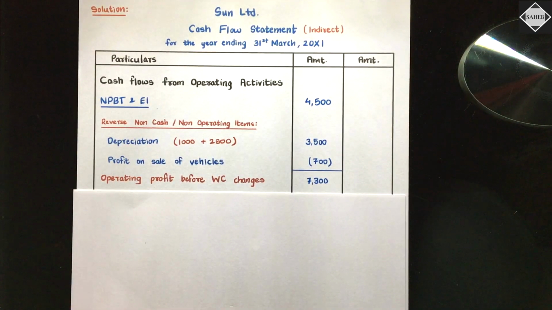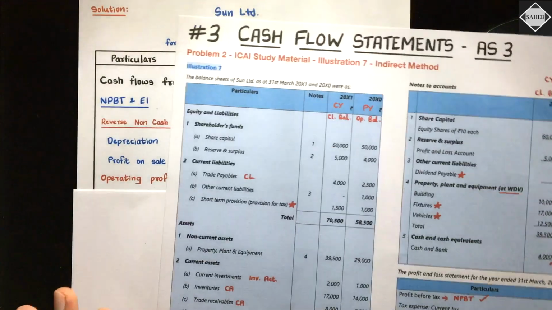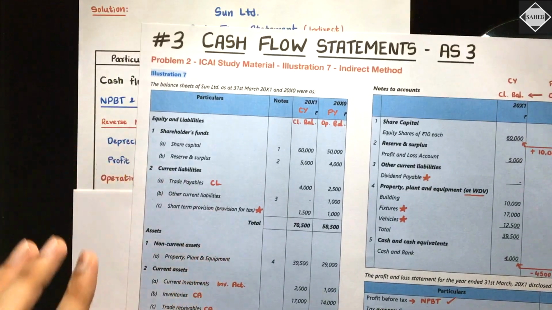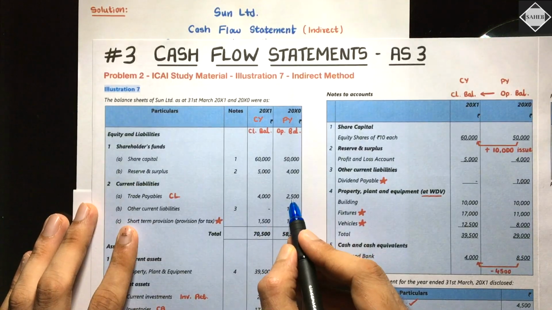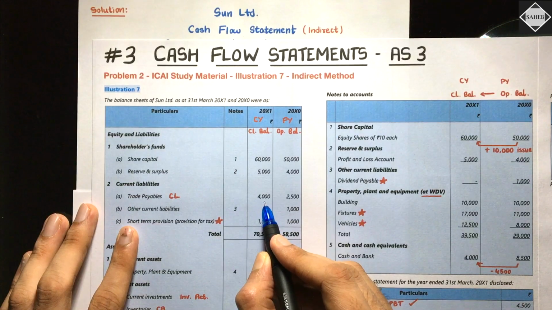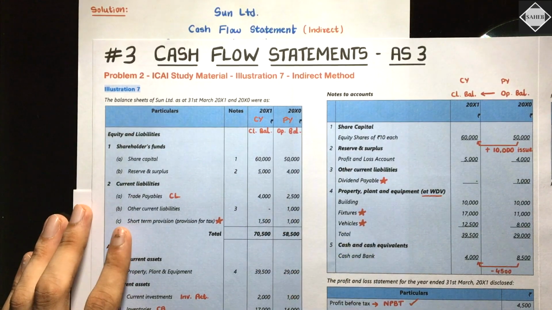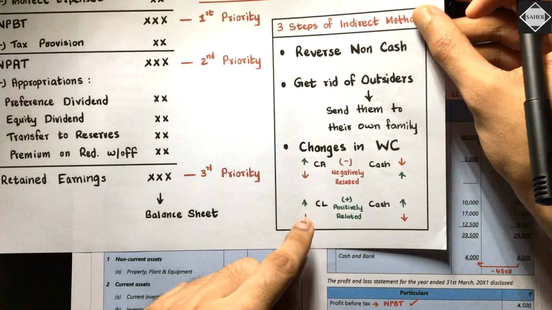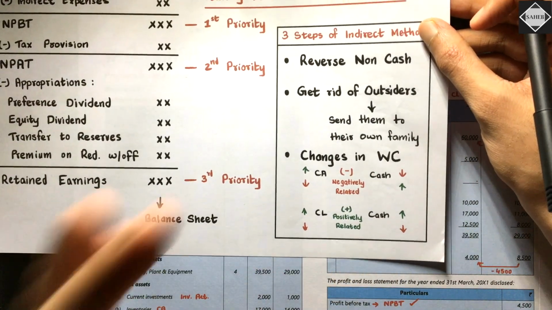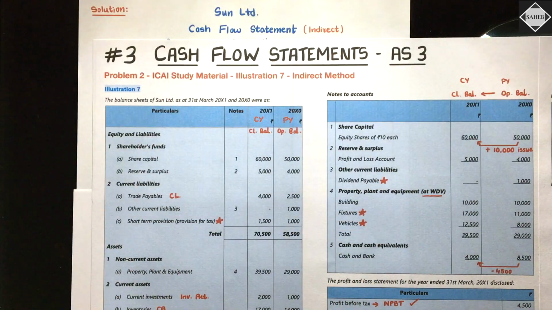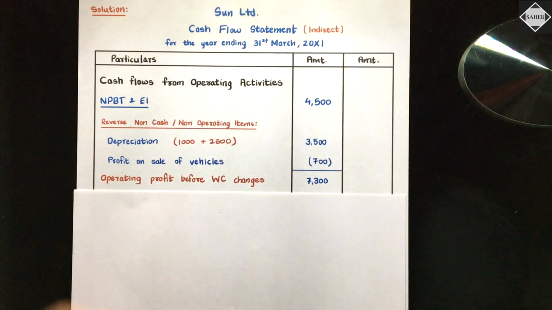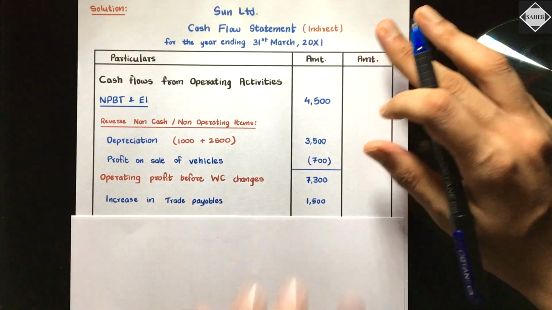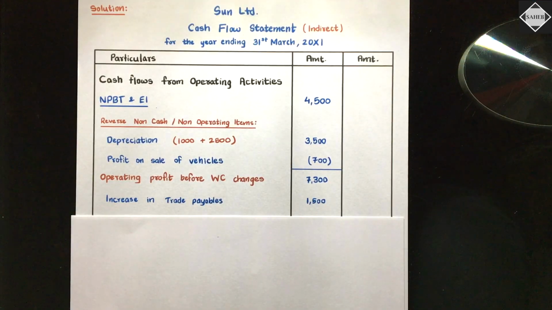Now you just have to give the effect of changes in working capital, which is really simple. You go to current liabilities and current assets. In current liabilities, you have only one operating current liability, that is trade payables. From 2500 it has increased to 4000. You all know the trick of working capital changes. Current liability is positively related with cash. Whenever current liability increases, cash also increases, which means you have to add. So it has increased by 1500, so you will add it. Increase in trade payables, 1500. Clear? Simple and straightforward.